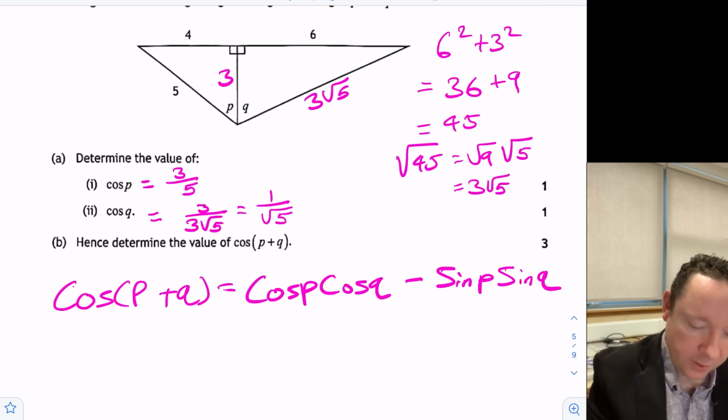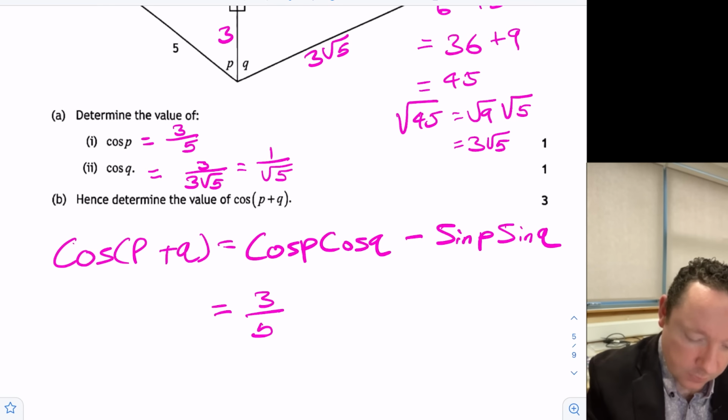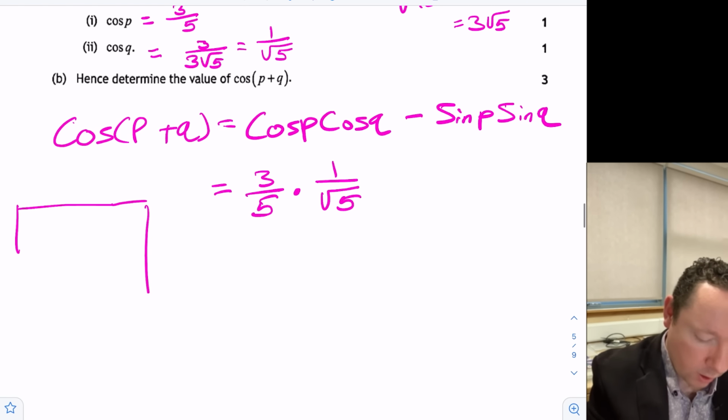So I'm going to need sin P and sin Q. So let's do cos P cos Q first. We have got 3 over 5 times 1 over root 5. And then at the side, we can just do a little box here. Let's work out our sin P.